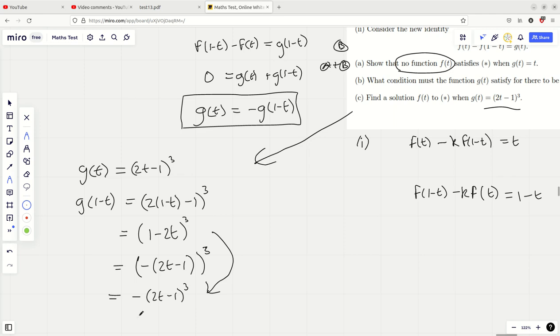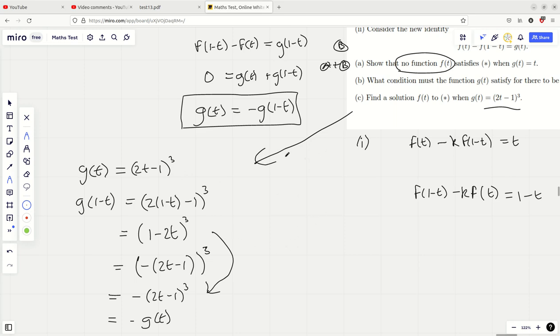And so that does in fact equal. So g of 1 minus t does equal minus g of t, which is basically the same as what I'm saying up here, but just the minus has moved over the other side of the equals. And so I was quite pleased that my result held. It kind of shows that my condition from part B holds, and so it's probably true, if you see what I mean.